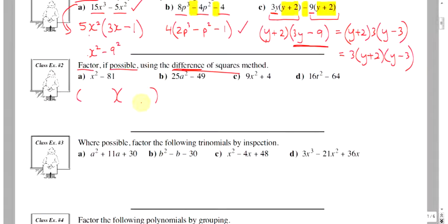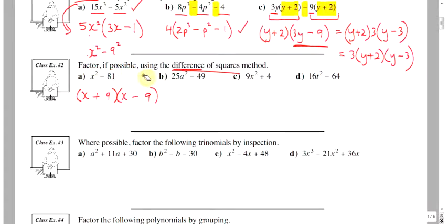Just like trinomials, by inspection, throw down a couple sets of brackets. Can I take the square root of x squared? Yes, I can. It's x. Can I take the square root of 81? Yes, I can. It's 9. If I go plus minus, what do we call that again? Starts with a C. Conjugate. The middle terms cancel out, right?